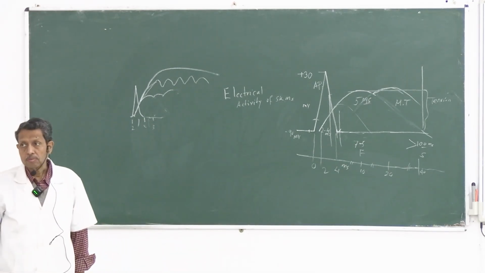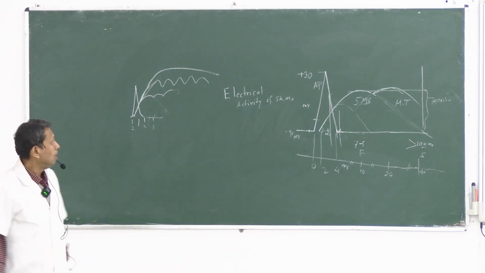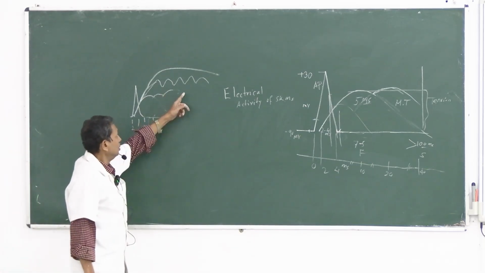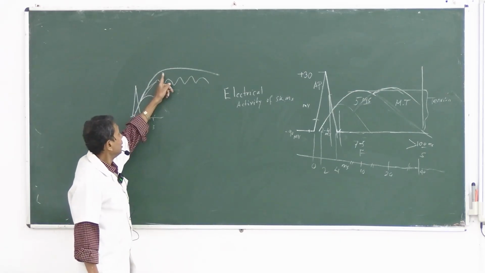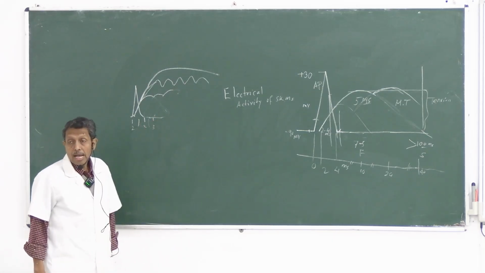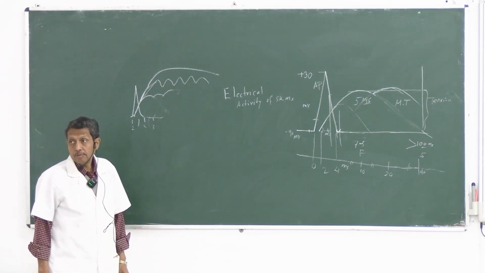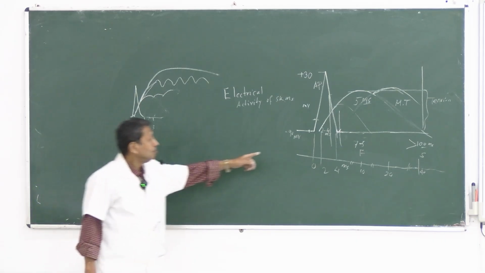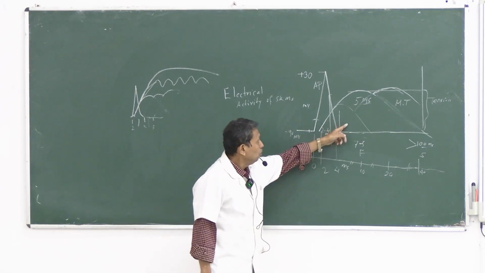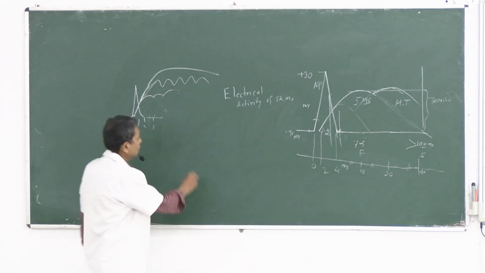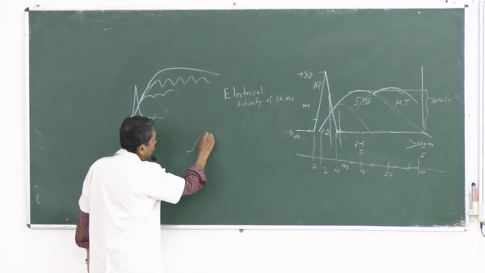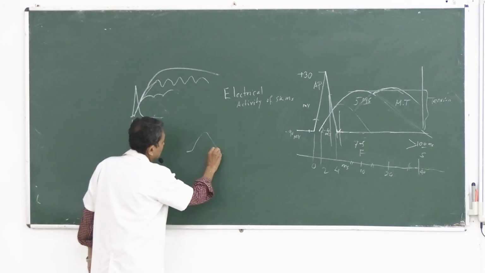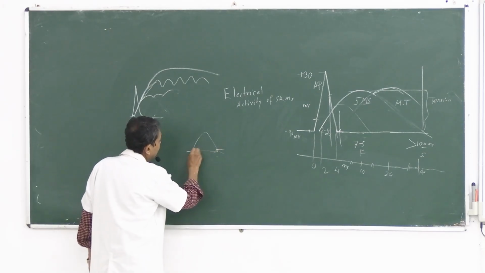Clear? 4 times. And whenever there are partial relaxations, there is some trembling effect, and it is called incomplete tetanus. And in this case, there is fusion, and it is called complete tetanus. And it depends upon the twitch duration of the muscle. Suppose, forgetting the electrical activity, the twitch duration is 10 millisecond.